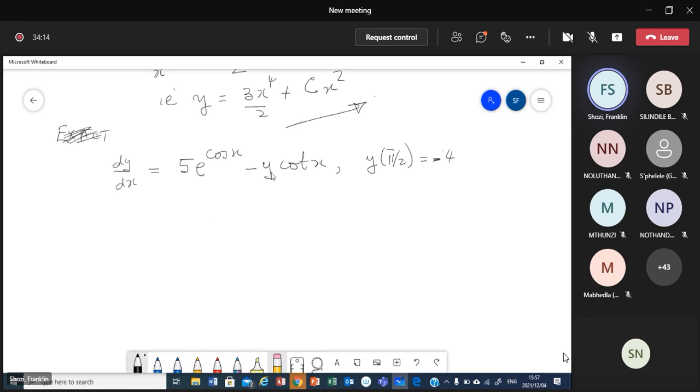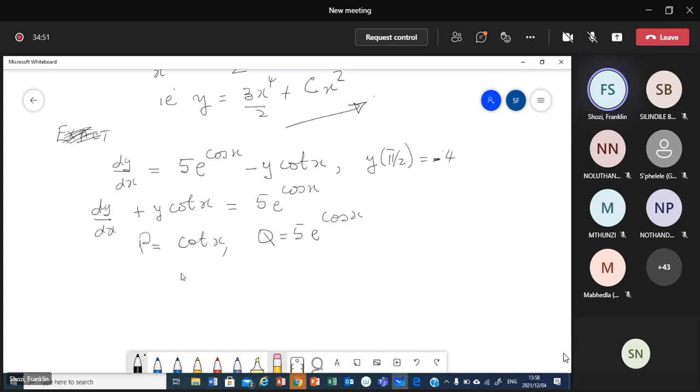Let us see whether it is linear. General form: dy over dx, take the term with y to the other side, plus y cot x, leave 5e to the power cos x. Now, if you look at this structure, it is similar to all linear DEs. So what is your P? Identify your P. Your P is cot x. What is your Q? Your Q is 5e to the power cos x.